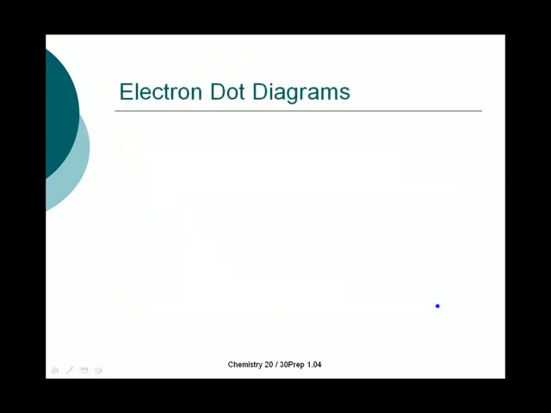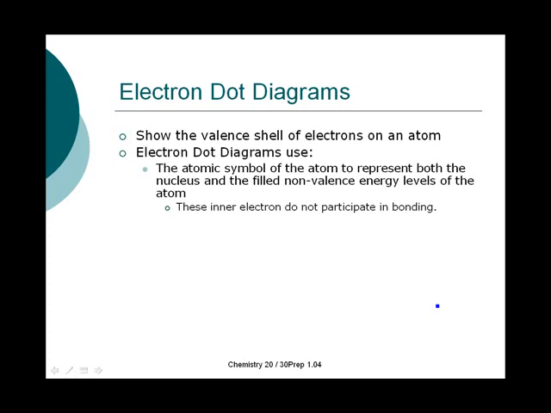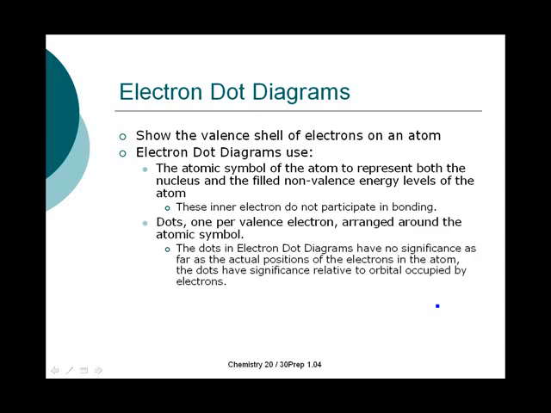And one of the clues came from looking at electron dot diagrams, which show only the valence electrons of an atom. So they use the atomic symbol of the atom to represent both the nucleus of the atom and all of those filled energy levels, because the inner energy levels don't participate in bonding. They are attracted to their own nucleus, and so they aren't attracted to the nucleus of another atom. Around the symbol, dots are placed, one for each valence electron in the atom.